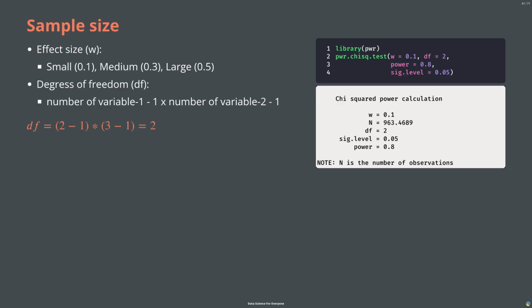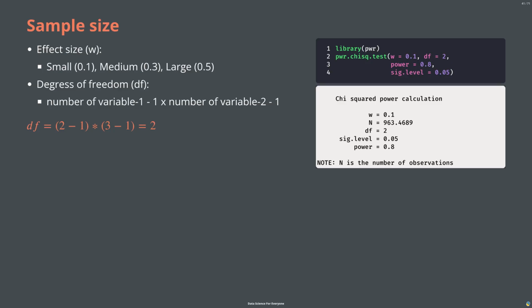There's another argument called degrees of freedom, or DF, which is the product of the number of conditions in variable 1 minus 1 and the number of conditions in variable 2 minus 1. In our case, we have 2 puzzle types and 3 response categories. We calculate the degrees of freedom as 2 minus 1 times 3 minus 1, which comes to 2. Using a small effect size value of 0.1, we can see that we need 964 participants for a well-powered test.